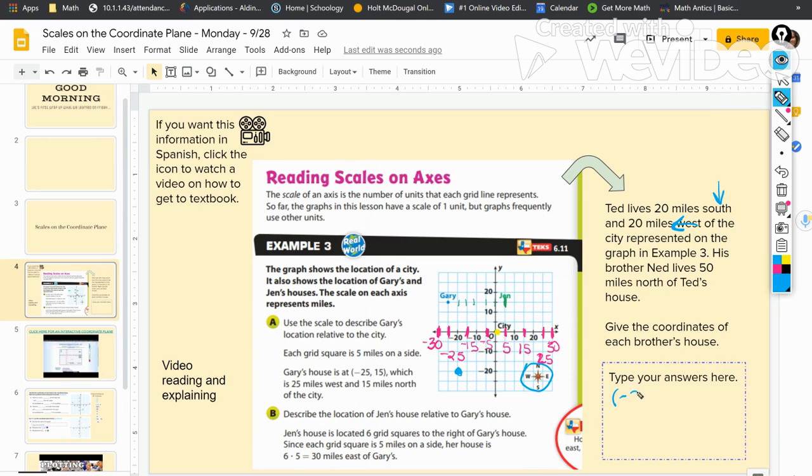Ted lives at (-20, -20), because I went south and west. So I went down and I went left. And this is in quadrant 3.